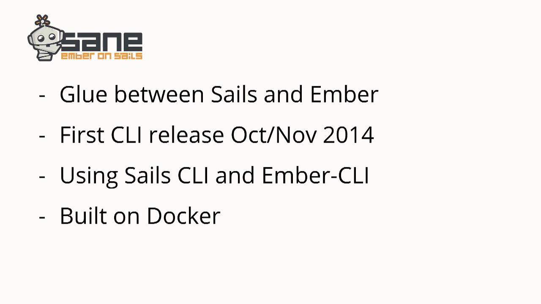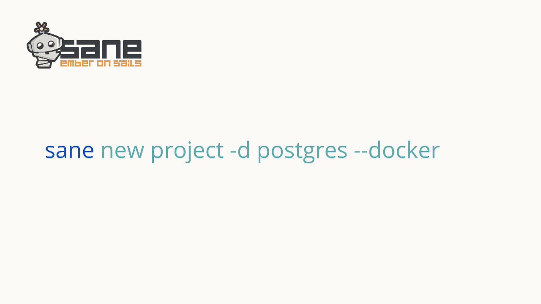Now you can npm install it, and it is quite similar to Ember CLI. It installs a SANE CLI on your machine. Under the hood, it actually uses Ember CLI, and it also uses the CLI that Sails provides. When you create a new project, it runs the Ember generator, runs the Sails generator, and then installs a bunch of extra packages that make it work together out of the box. To create a new project, that is what you do and what you're used to from Ember CLI.